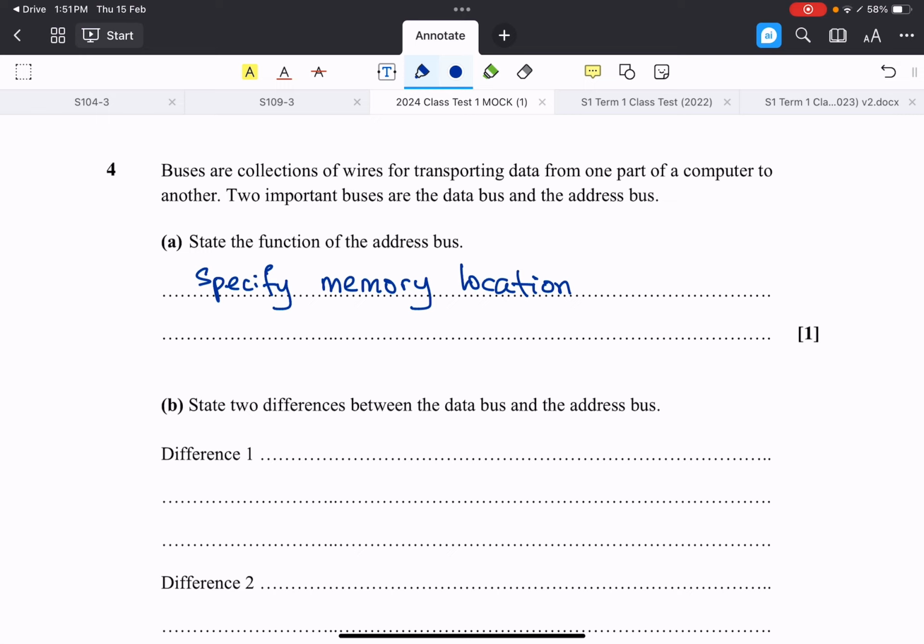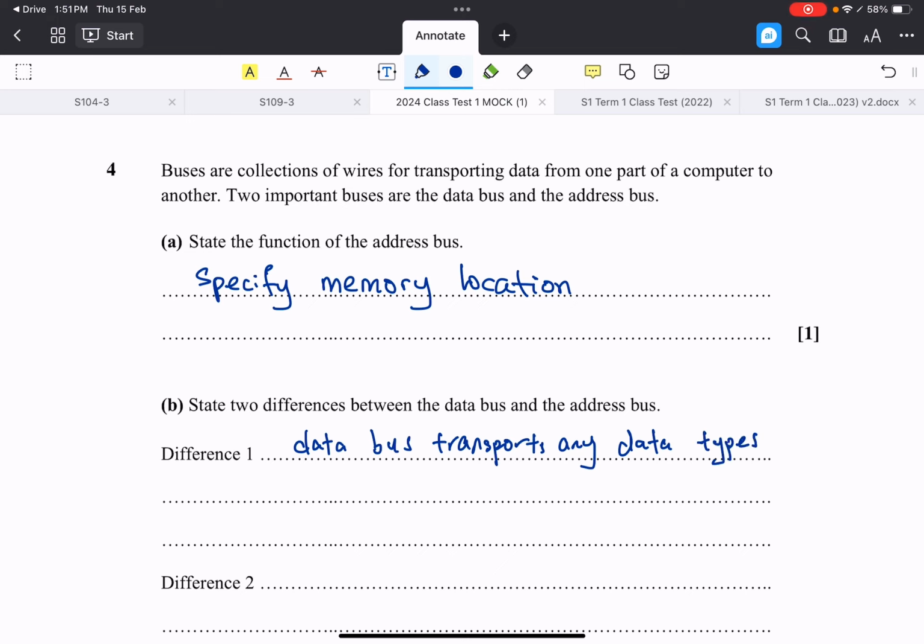After that, they ask us to state the difference between the data bus and the address bus. So first of all, the data buses transport any data type. So data buses transport all kinds of data.